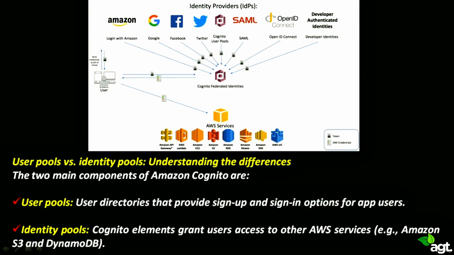Cognito is part of the Amazon Web Services ecosystem, and the Cognito console itself is part of an organization's AWS Management Console, where they can see all types of information about their Cognito account and billing process. User pools versus identity pools: we need to understand the differences between both, and we will discuss them in more depth in later presentations, in separate lectures, the third and fourth lectures. The two main components of Amazon Cognito are user pools, which are user directories that provide sign up and sign in options for application users, and identity pools, the Cognito elements that grant users access to other AWS services, for example Amazon S3 and DynamoDB.